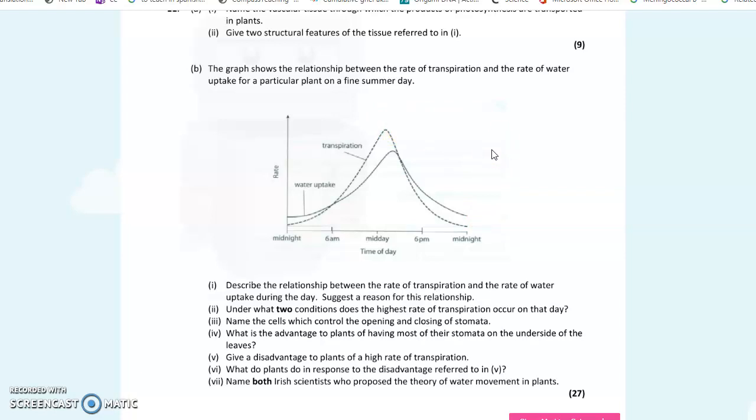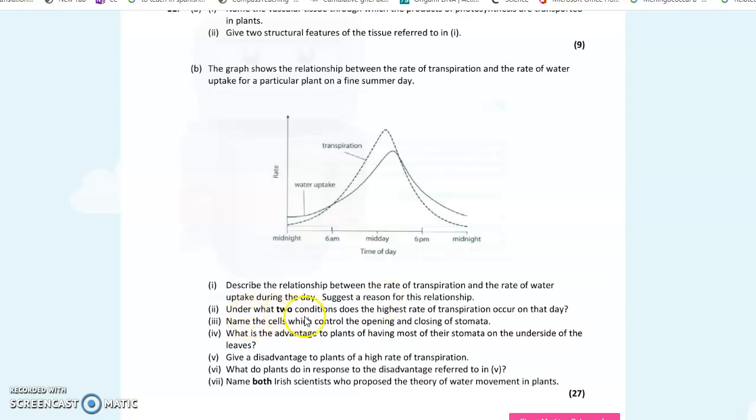You understand what's happening. Now ask the questions. Describe the relationship between the rate of transpiration and the rate of water uptake during the day. It's a straightforward say what you see answer. Suggest a reason. Now, when they say the reason for this relationship, that's when you go back and look up your notes and get actual reasons, no guesses.